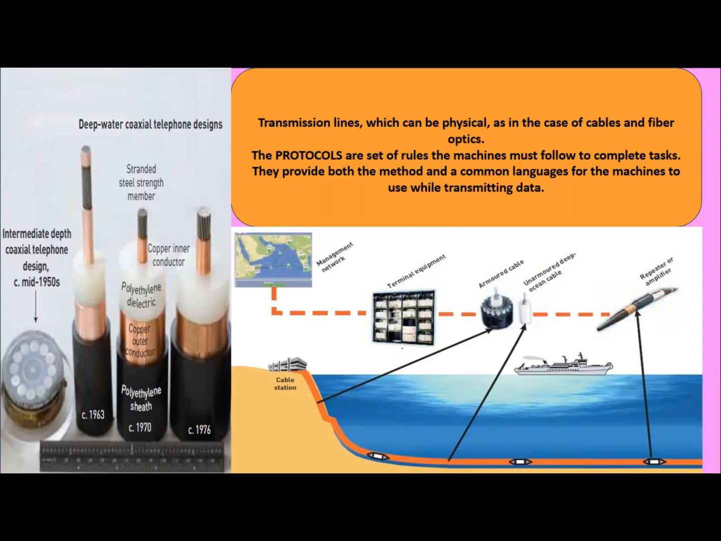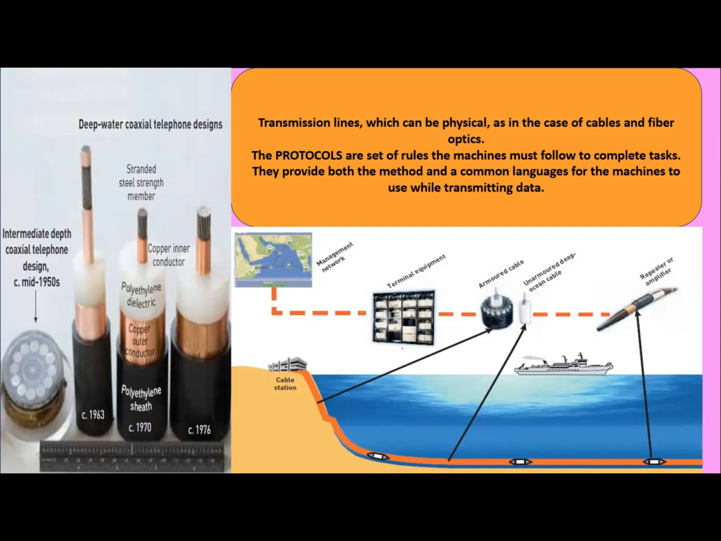They transfer light waves. So we have transmission lines, which can be physical, as in the case of cables and fiber optics. The protocols are a set of rules the machines must follow to complete tasks. They provide both the method and the common languages for the machines to use while transmitting the data.